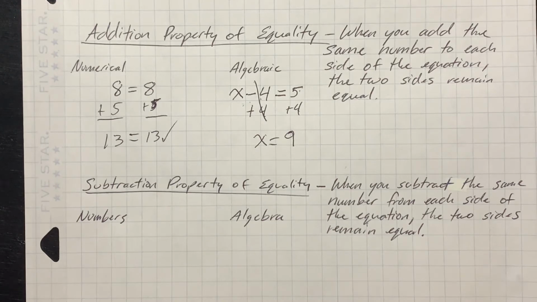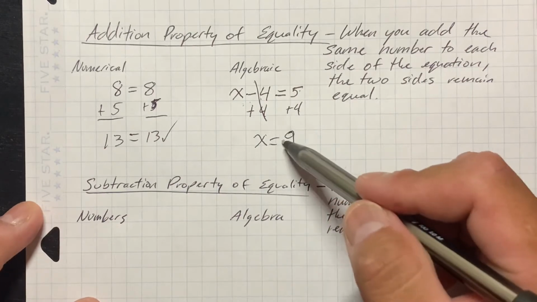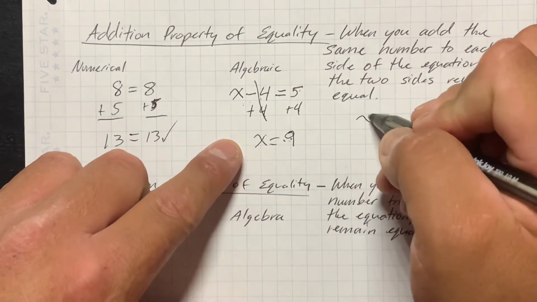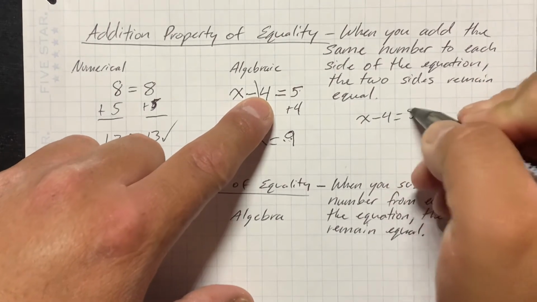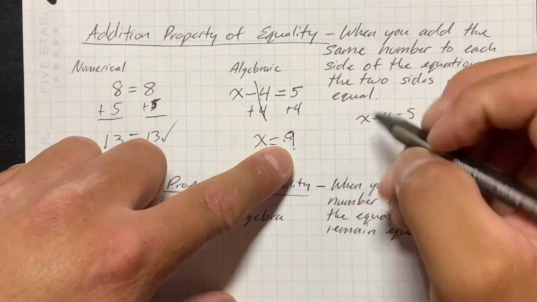Okay. Now for this one, let's check this real quick before I move on. So if I substitute, let me rewrite the equation, x minus 4 equals 5. So if x equals 9, I'm going to substitute 9 for x.